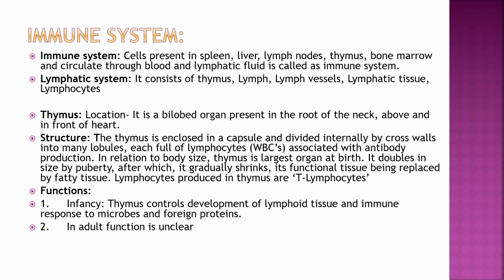Thymus location: it is a bilobed organ present in the root of the neck, above and in front of the heart. Structure: the thymus is enclosed in a capsule and divided internally by cross walls into many lobules, each full of lymphocytes, WBCs associated with antibody production. In relation to body size, the thymus is the largest organ at birth. It doubles in size by puberty, after which it gradually shrinks, its functional tissue being replaced by fatty tissue.